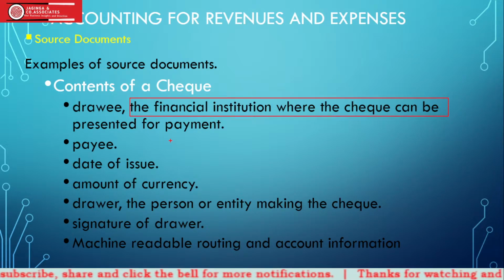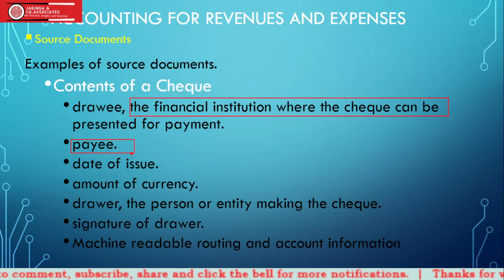When my bank is Standard Chartered Bank and I'm writing you a check which you'll deposit in KCB Bank, it means the drawee here is the Standard Chartered Bank. So the check is coming from Standard Chartered Bank. When you receive this check and you put it in your KCB, KCB will present this check to Standard Chartered Bank as the drawee. Again, you also have the payee, the person who is to be paid.